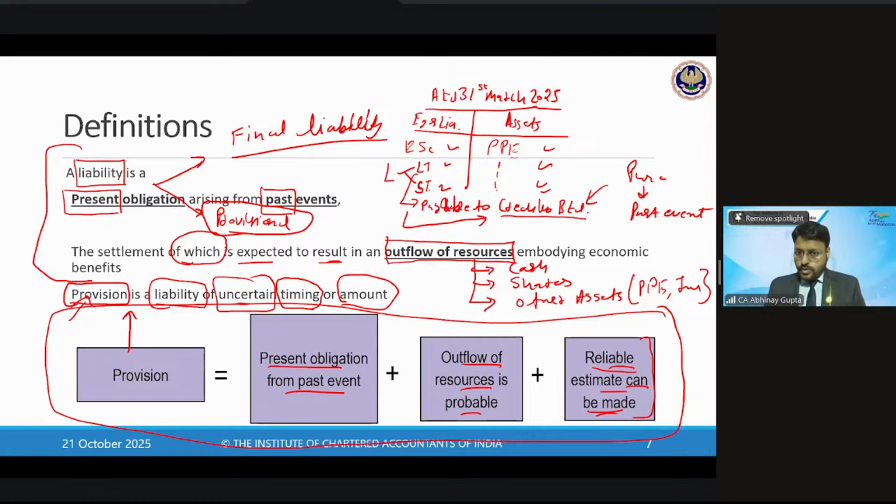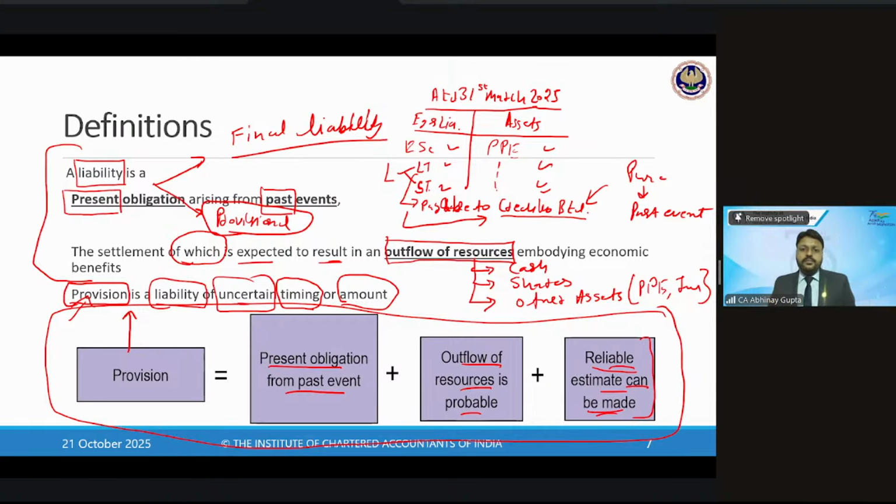If the recording is triggered, then it will be named as provision only, right? So provisions are recorded, contingent liabilities never. So in case we come to the conclusion that no provision is required, then we will check whether there is any contingent liability present or not. If the contingent liability is also not present, then no disclosure will be required. If the contingent liability is there, then contingent liability disclosure will be required.